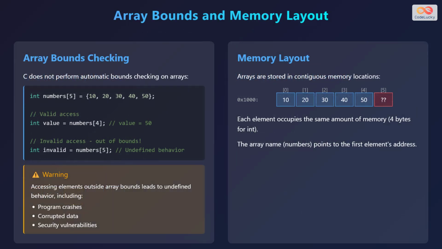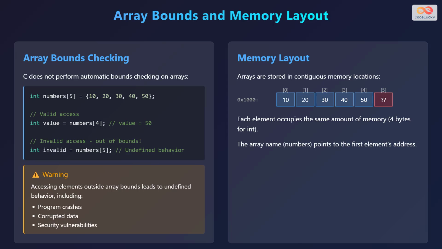C does not perform automatic bounds checking on arrays, which means it does not automatically check whether an index is within the valid range of the array. For example, if you declare an array numbers of size 5, valid indices are from 0 to 4. Accessing numbers at index 5, which is out of bounds, will lead to undefined behavior. Accessing elements outside the array bounds can lead to program crashes, data corruption, or security vulnerabilities.